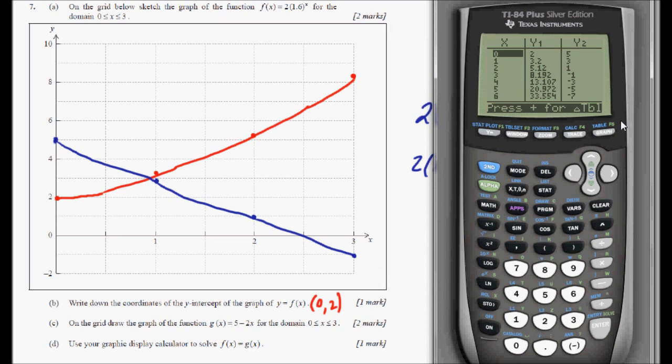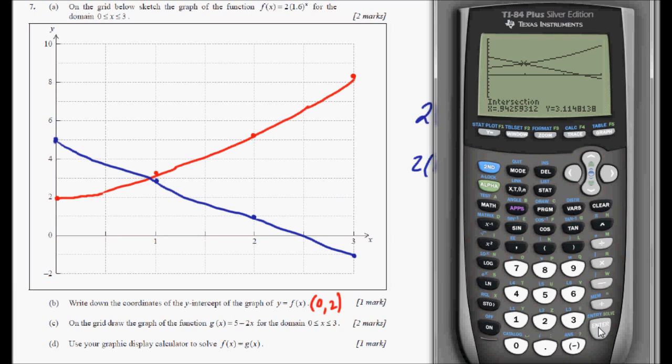Okay. So we have our graph here, and we basically want to find the intersection. So we're going to go second, calculate, and then we want intersection, which is right here. And you just go towards the intersection. Okay, first curve, we're on the first curve right now, obviously, because it says first curve. Boom, second curve, boom, and then guess, boom. And then, okay, so now the x is 0.942.